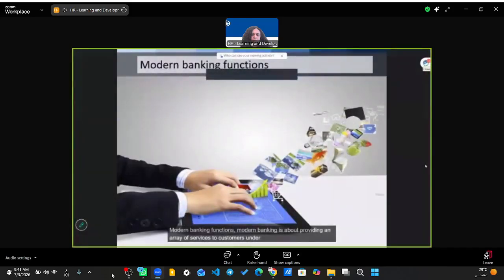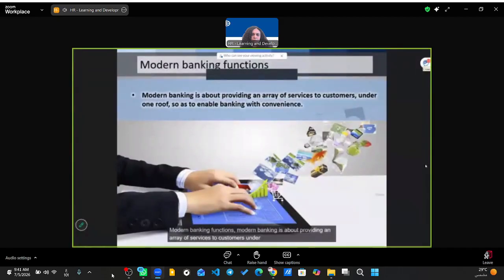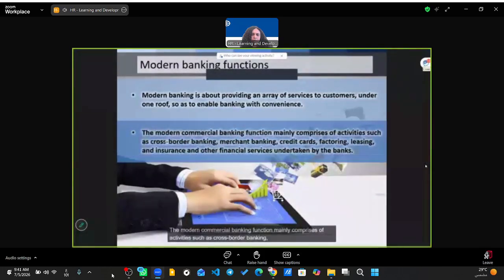Modern banking functions. Modern banking is about providing an array of services to customers under one roof so as to enable banking with convenience. The modern commercial banking function mainly comprises activities such as cross-border banking, merchant banking, credit cards, factoring, leasing, and insurance and other financial services undertaken by the banks.